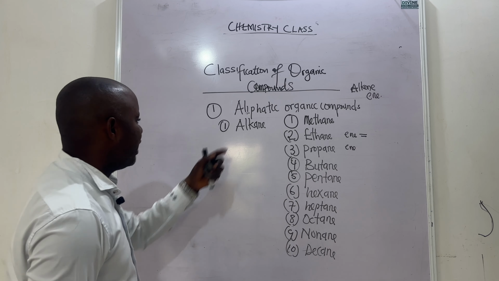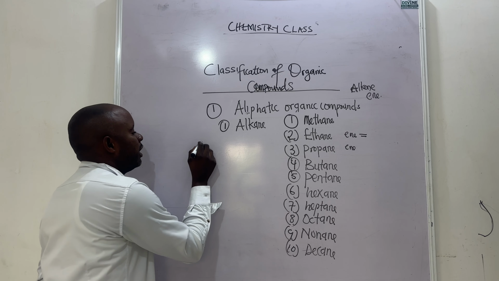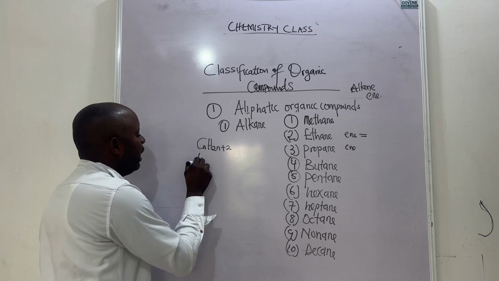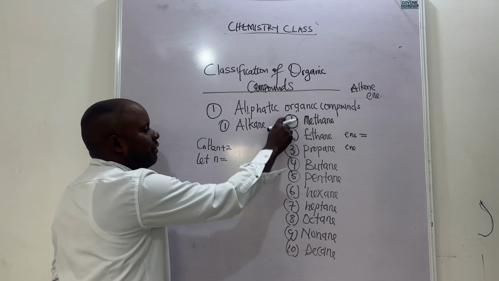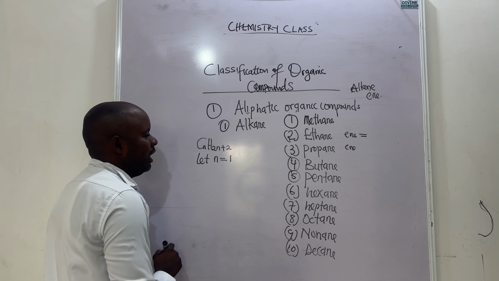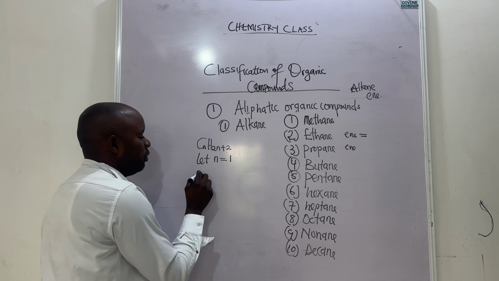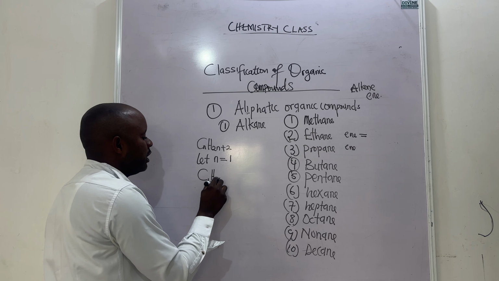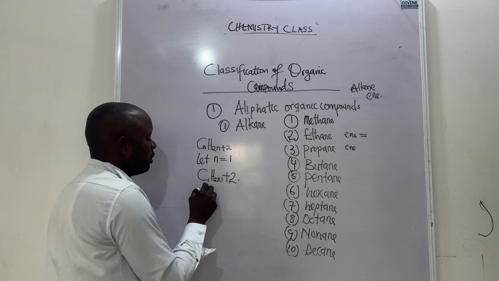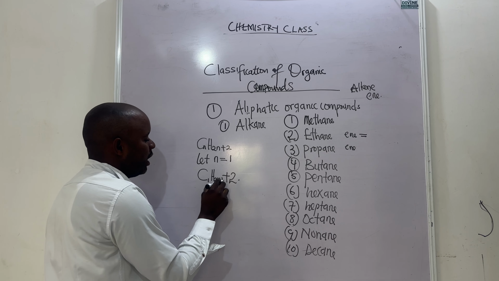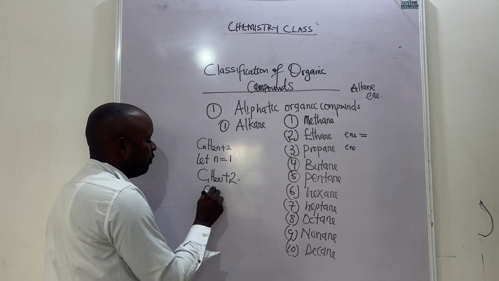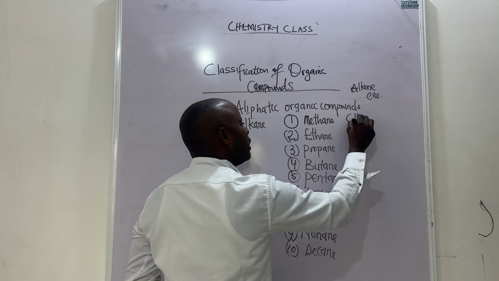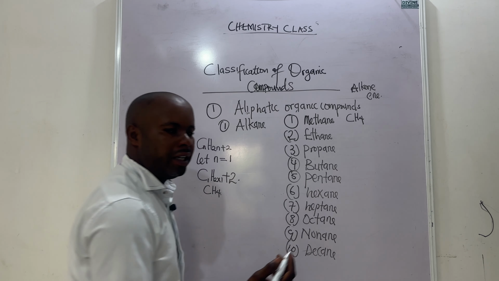So we said the alkane family is given by a molecular formula known as CnH2n+2. Let n take the position of the first member, which is methane. Whenever we say n, I'm going to introduce 1. We are going to have C1 H(2 times 1 plus 2). 2 times 1 plus 2 gives 4. So the first member's molecular formula is CH4.